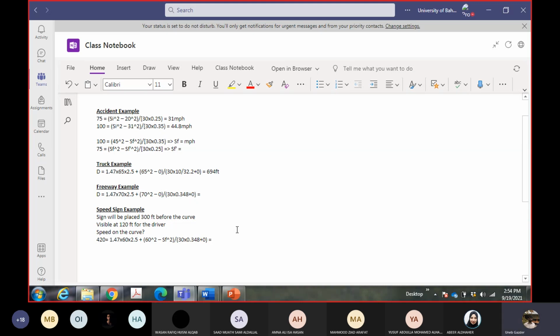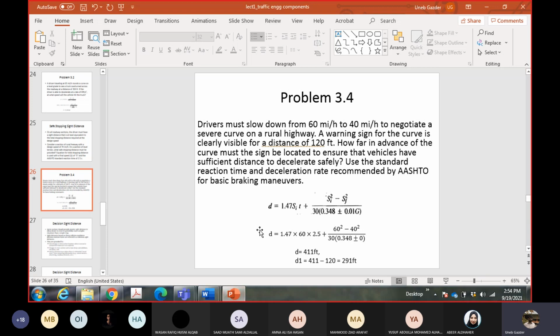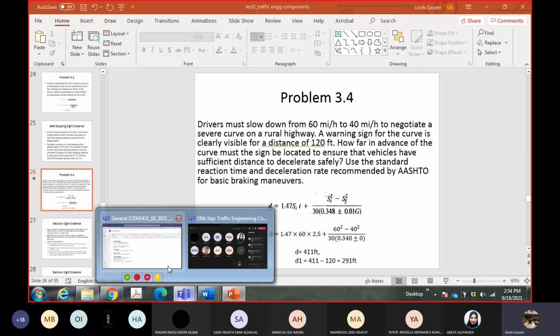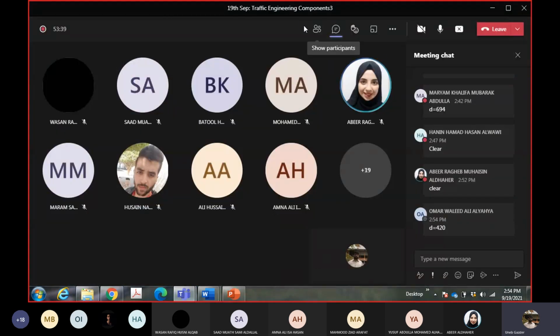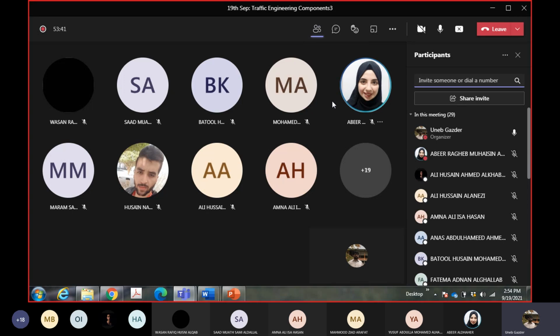So again, you have the equation. You can calculate SF here, and you can try writing it here. Let me know if you can write it here, even after the class. Any questions on what we did today? Any problems? Everything is clear?